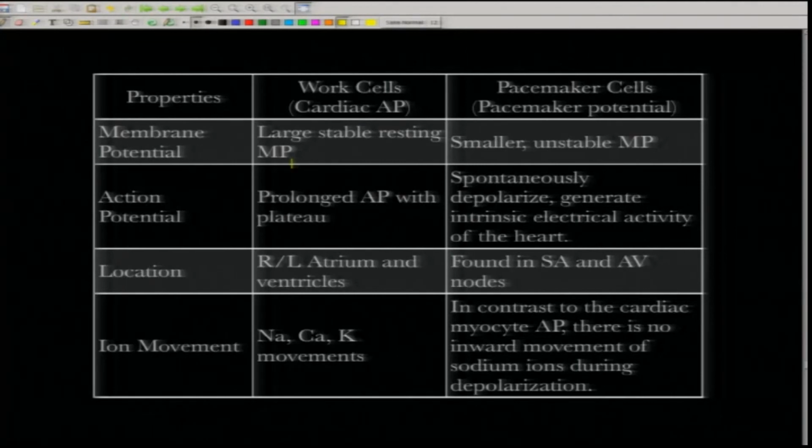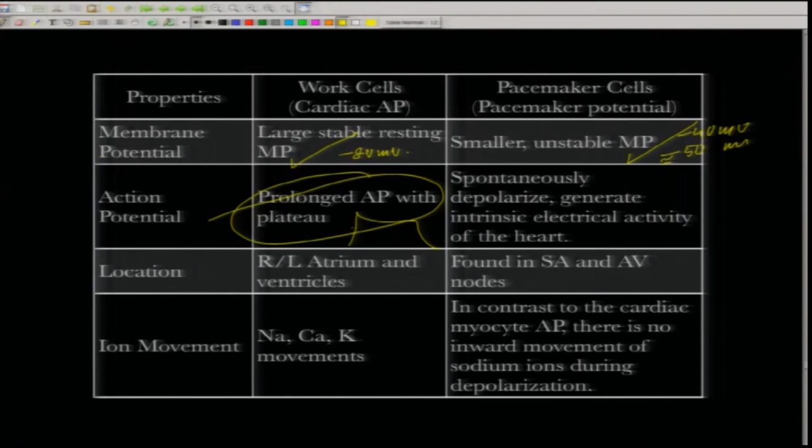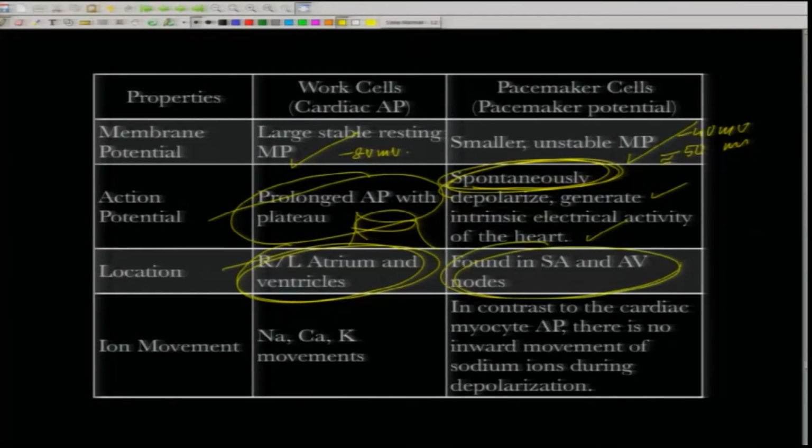Cardiac action potential: large, stable resting membrane potential around minus 80 millivolt, right. Pacemaker: smaller, unstable potential around minus 50, or approximately minus 40 millivolt. The cardiac myocyte has a prolonged plateau, a action potential with a plateau. So, you remember this, something like this. The pacemaker is spontaneously depolarized. This is completely spontaneous and intrinsic, and it controls the intrinsic electrical activity of the heart, right and left atrium and ventricles. The location is found in the SA and the AV nodes. This is the location.